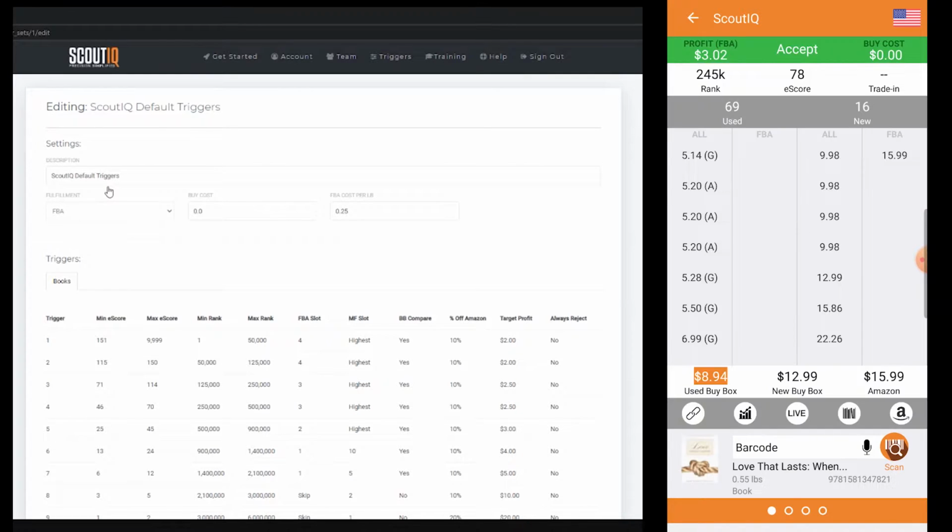All right, so I've scanned our first book. It's in live mode. It was an accept. $3 profit, E-score of 78. So let's see why it said accept.